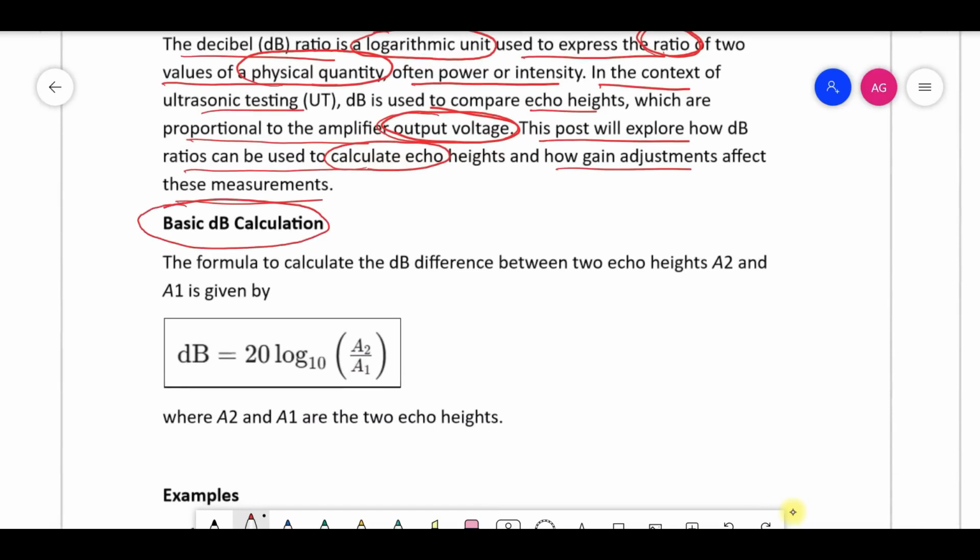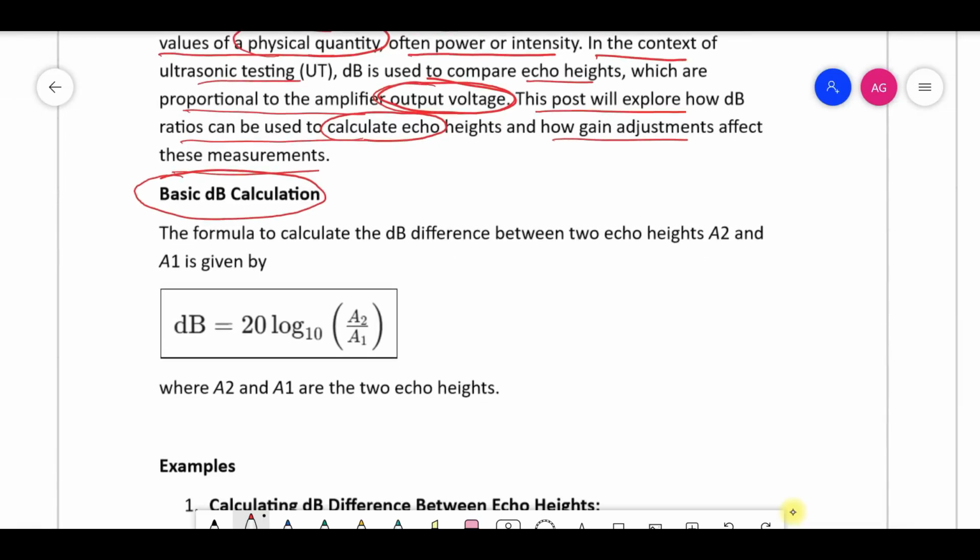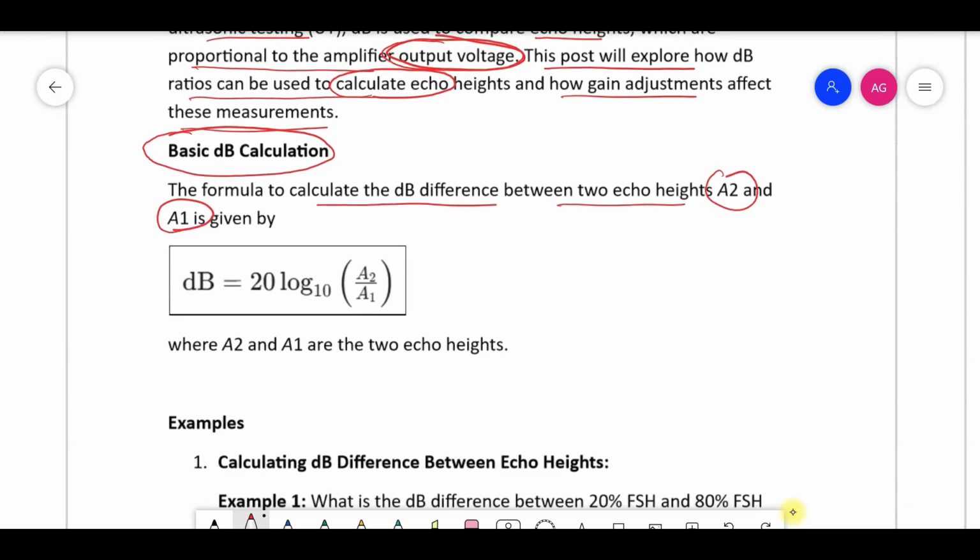You must know the basic dB calculation here. We have discussed this in many previous videos, and recently I made a couple of videos in detail in which I explained the basic calculation. So I will tell you from the top. The formula to calculate the dB difference between two echo heights A2 and A1 is given by dB equals 20 log A2 / A1, and the base of the log is 10 here.